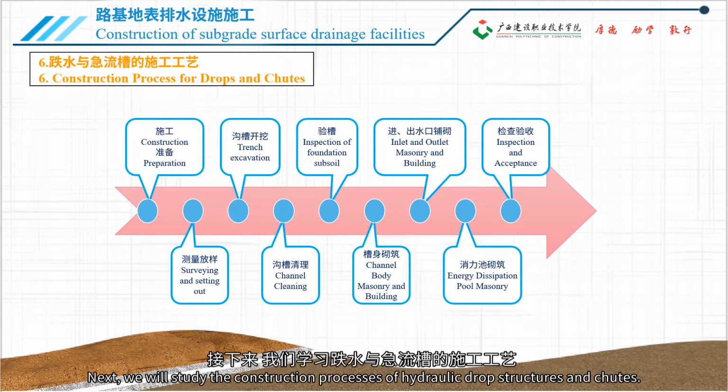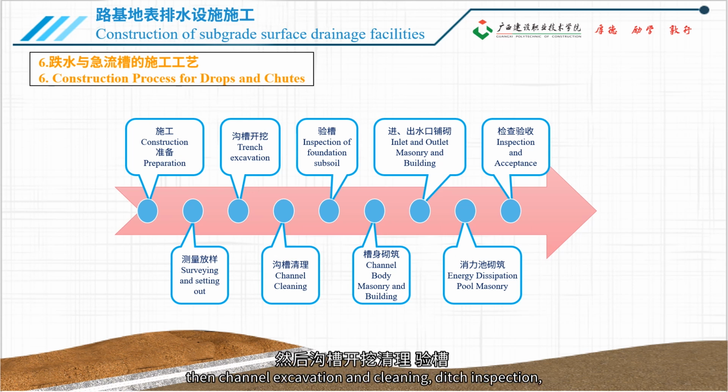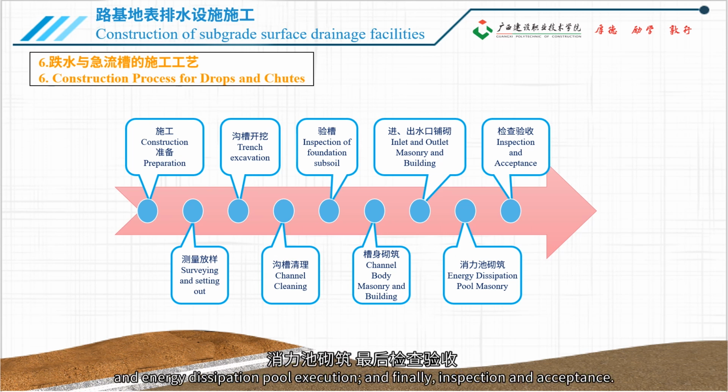Next, we will study the construction processes of hydraulic drop structures and chutes. First, there is construction preparation, survey and setting out, then channel excavation and cleaning, ditch inspection, channel masonry and building, inlet and outlet paving, and energy dissipation pool execution, and finally, inspection and acceptance.